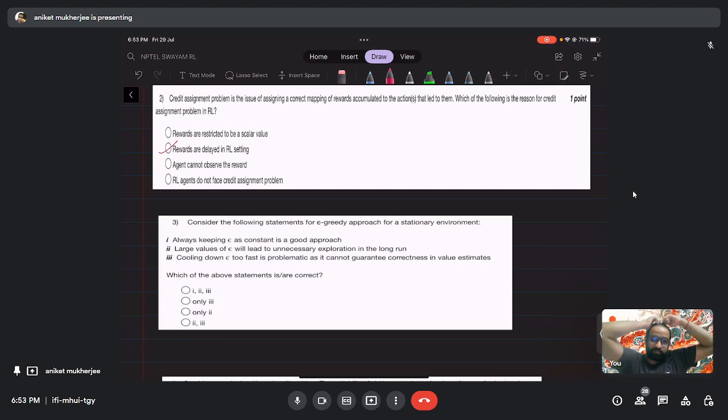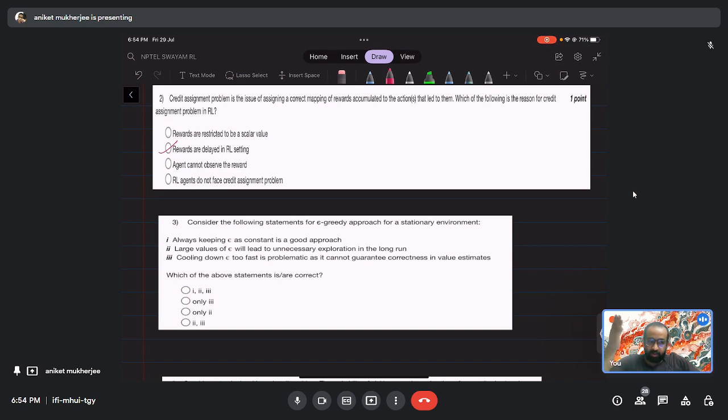No, but I was saying a case where epsilon was very low. If epsilon was low and constant, that is a different case, and if epsilon was high and constant, that is a different case, right? Okay, technically it sounds right, but you're right, that's false. So constant epsilon is bad. It's bad in both cases. Large values of epsilon will lead to unnecessary exploration in the long run.